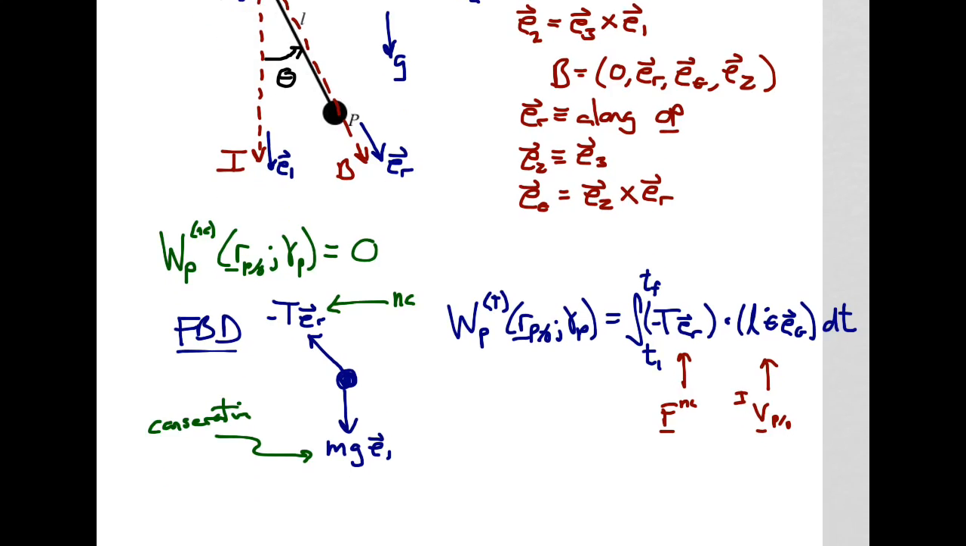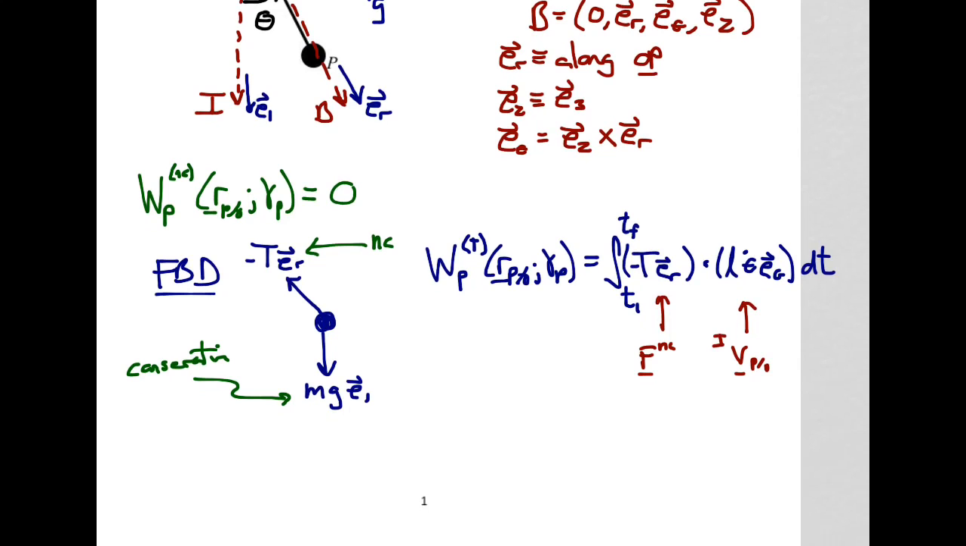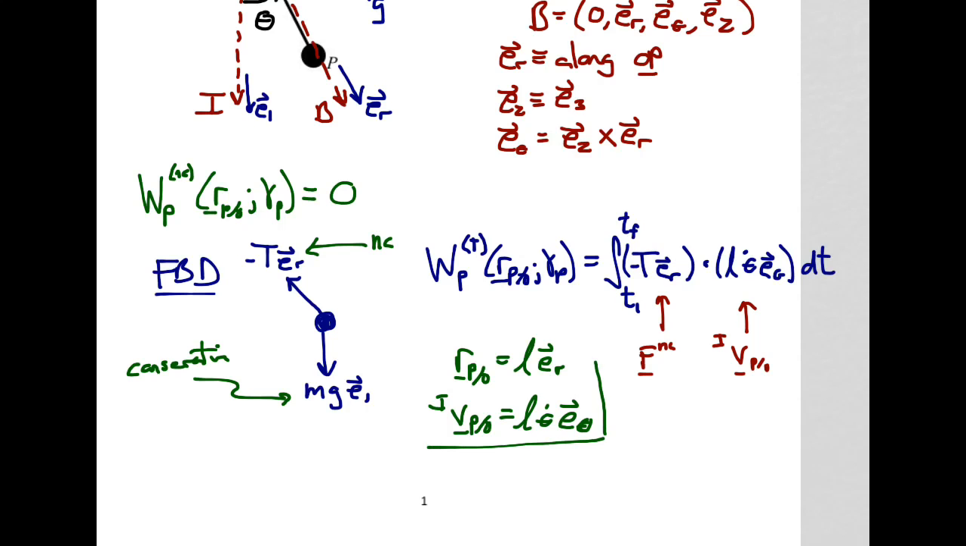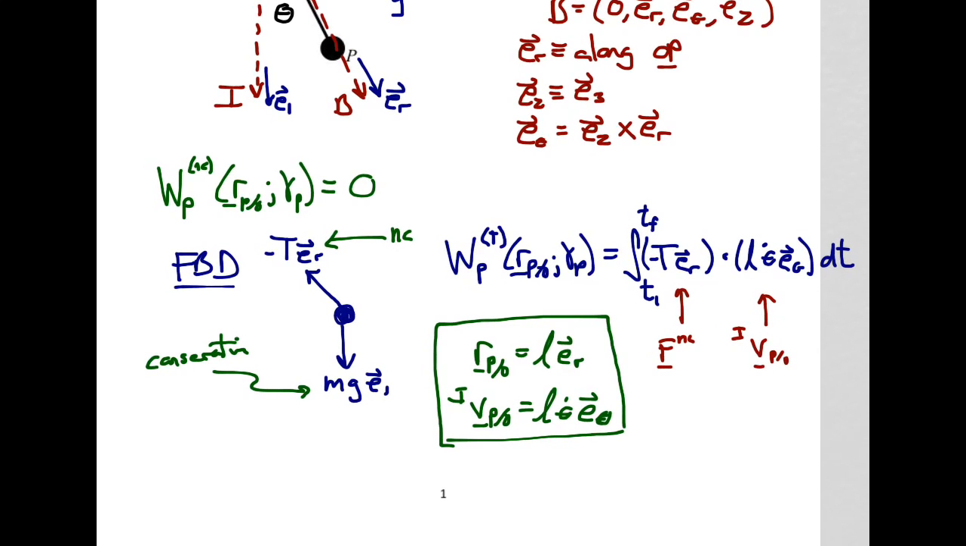And this velocity comes from our kinematics, which we've done on this pendulum multiple times, where we have our position vector r, P with respect to O, equal to the length L in the ER direction, and then the velocity of P with respect to O in the inertial reference frame is L times theta dot in the E theta direction. That's simply using the kinematics of our polar frame that we can derive using our position vector.